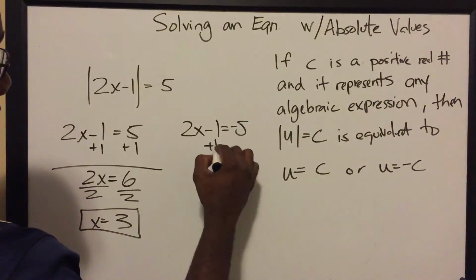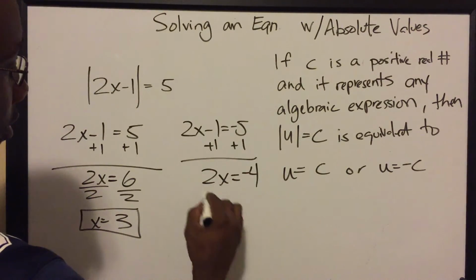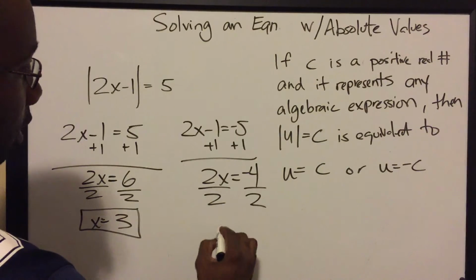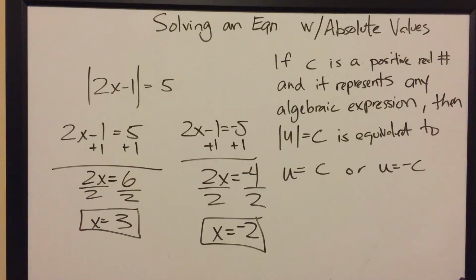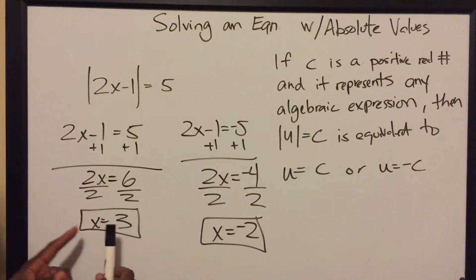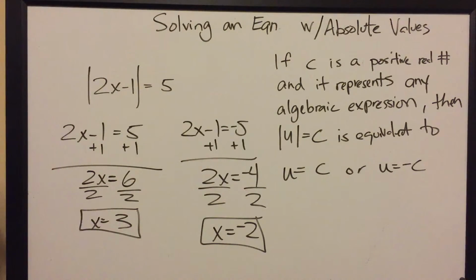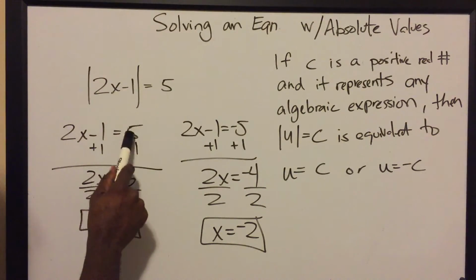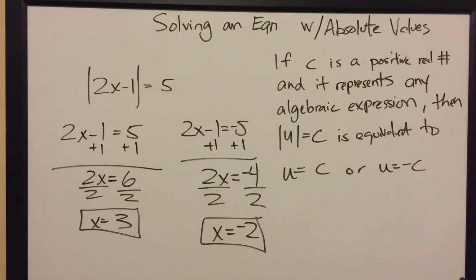Then we add a 5 here, add a 5 there. 2x is equal to negative 4. Divide by 2 here and a 2 there. x is equal to negative 2. So we just applied that to this problem here. x is equal to 3, x is equal to negative 2. Only thing that we did was say 2x - 1 is equal to 5, 2x - 1 is equal to negative 5, and then solve for x.